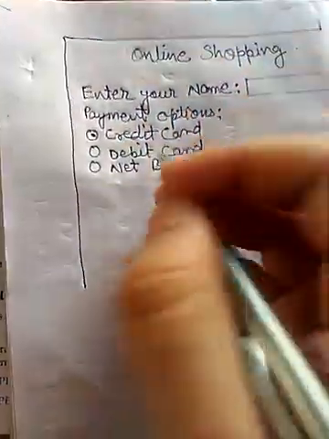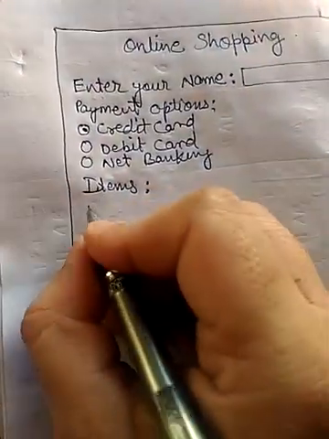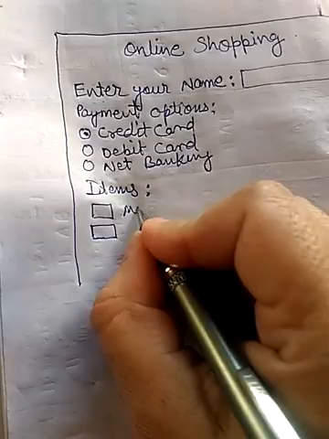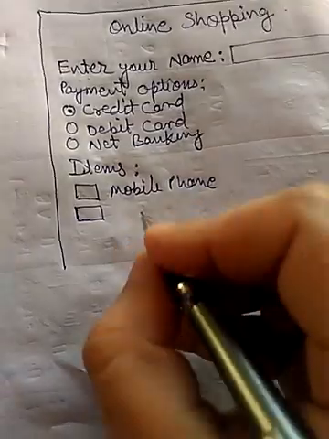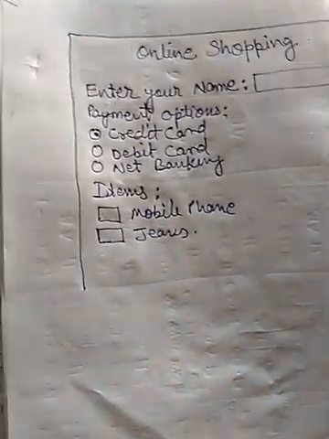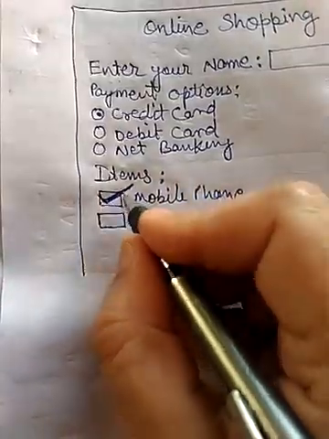For example, if we want to make a checkbox like this, let us say items. Here I want to make two checkboxes. Let us say mobile phone, and the second option is, let us say, jeans. Okay, I want to make it checked like this. So how can this checkbox be created? In this way.